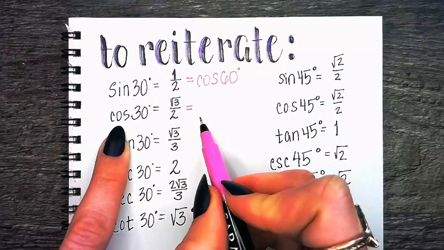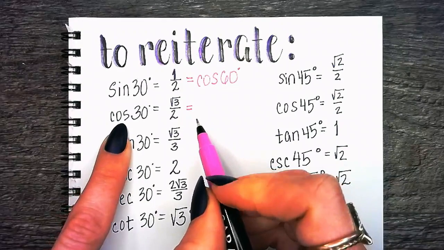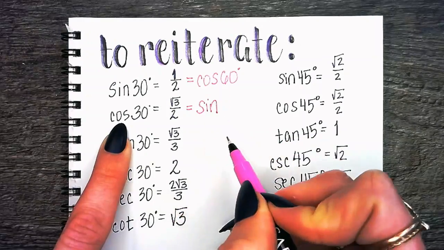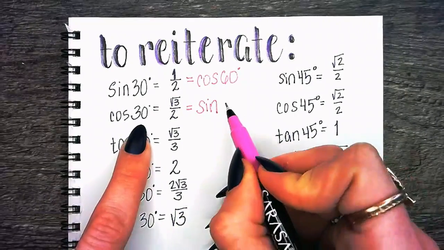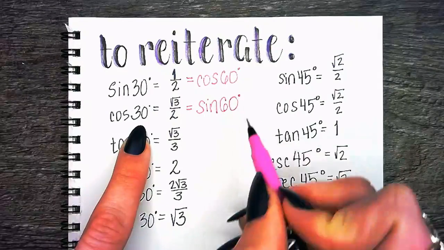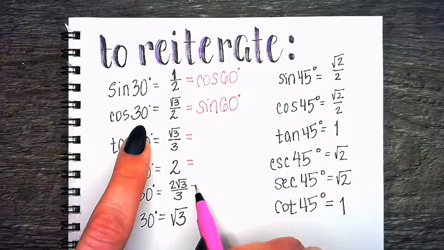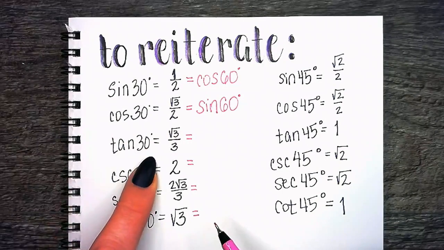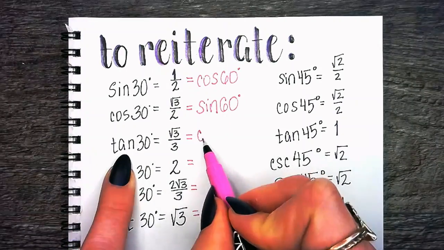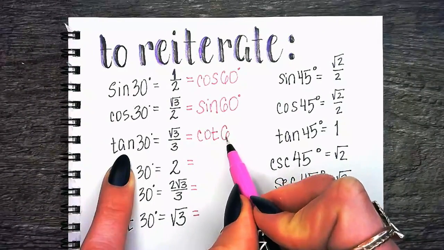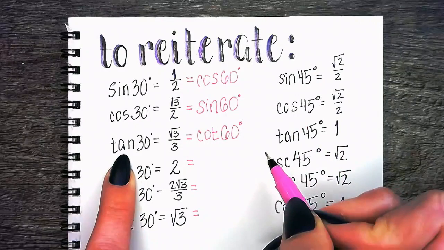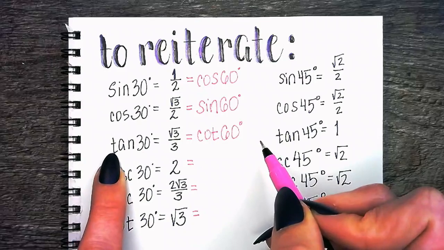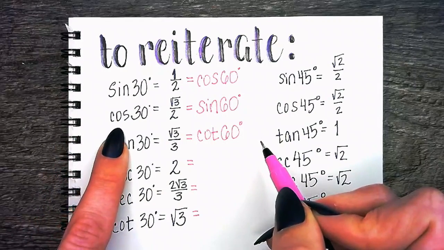What's cosine of 30's co-function? Co-function of cosine is sine. What's the complement of 30? 60. Going down this side will always be 60 degrees because that's the complement of 30. What's the co-function of tangent? Cotangent. All you need to do to find the co-function is either put the co-word in front of the function or take it away. Sine, co-function is cosine.